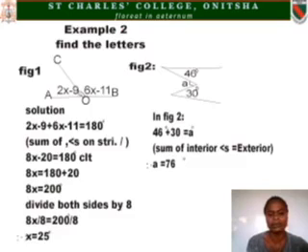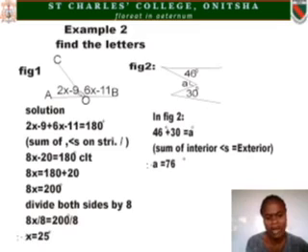Example 2. In example 2, we are going to find the letters. Look at this figure 1. We have two angles resting on a line. And you remember that the sum of angles on a straight line is equal to 180. So we are going to add these two angles together.